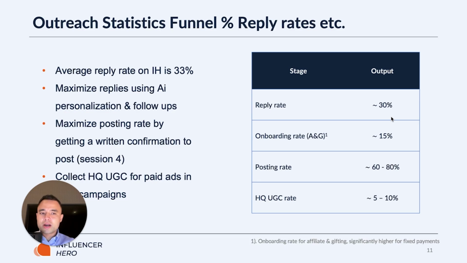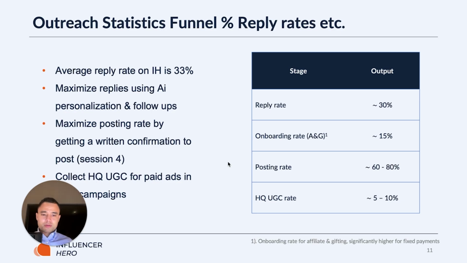If you use other software, maybe calculate 15-20%, just take a slight discount on it. Let's say 30%. Then what's the onboarding rate? So the onboarding rate is the number of influencers or the percentage you will be actually working with. The reply rate is 30% doesn't mean that you will work with 30%. So let's take the example of you contact 100 influencers, you get 30 responses, and then you have a 15% onboarding rate on average. Can be a bit lower, can be a bit higher, depending on your brand and how you manage your campaigns. But what we see is around 15% for affiliate and gifting.